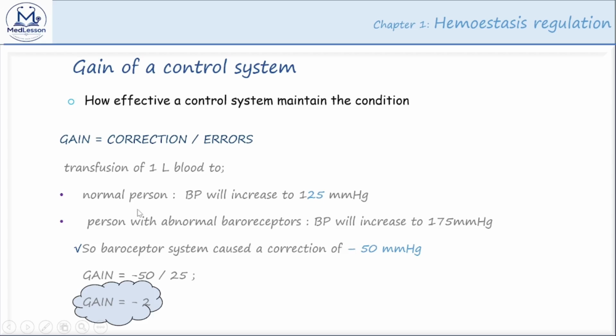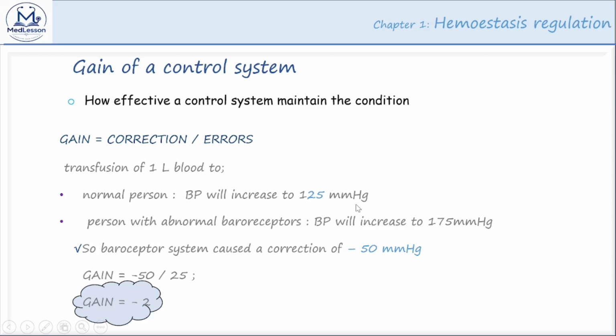And if we transfuse the same amount of the blood to a person with abnormal baroreceptors, the blood pressure will increase to 175 mm of mercury. So why do we have here much more increase in the blood pressure? Because these baroreceptors are not working, so body cannot understand that there is a high blood pressure. But in a person with normal baroreceptors, after the increase in the blood pressure, body understands this and excretes much more water in the kidney and compensates some of it, so we will have 125 mm of mercury.